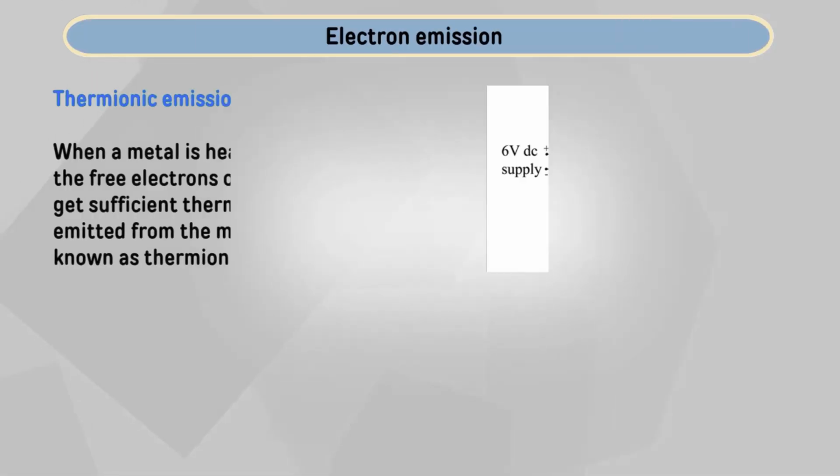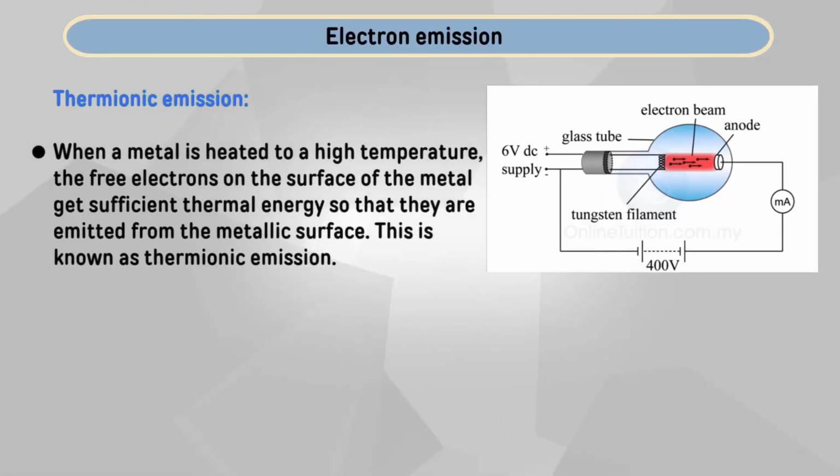The first one is thermionic emission. These are some electron emission terms, classified depending on the methodology. Thermionic emission: when a metal is heated to a high temperature, the free electrons on the surface of the metal get sufficient thermal energy so that they are emitted from the metallic surface, and this is known as thermionic emission.